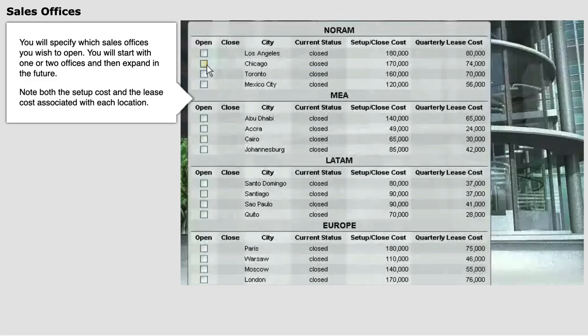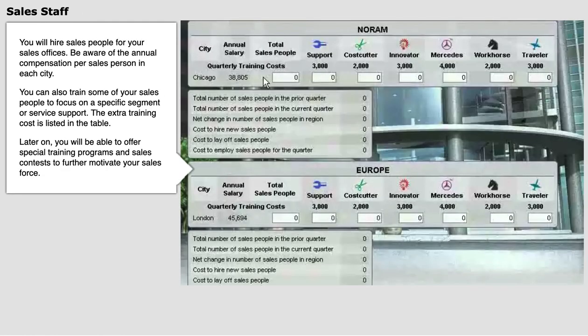You will specify which sales offices you wish to open. You will start with 1 or 2 offices and then expand in the future. Note both the setup cost and the lease cost associated with each location. You will hire salespeople for your sales offices. Be aware of the annual compensation per salesperson in each city.